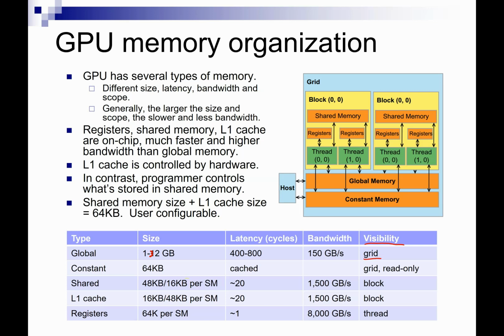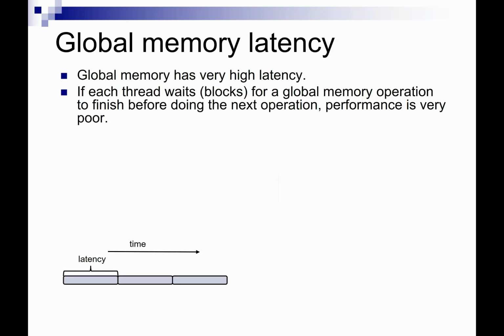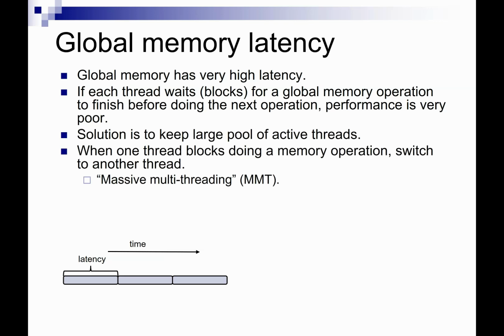So if you want to do any real computation, we're going to have to make use of the global memory. Now, we said that the global memory has a very high latency, 800 cycles. So what are you going to do? If each thread performed a global memory operation and then waited for that operation to complete before it did the next operation, then this thread would basically run at 1/800th of its potential speed. That would be horrible.